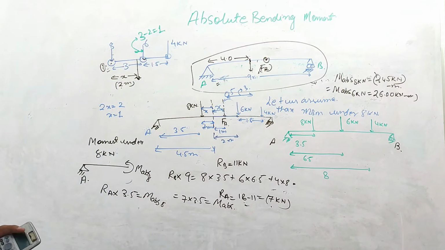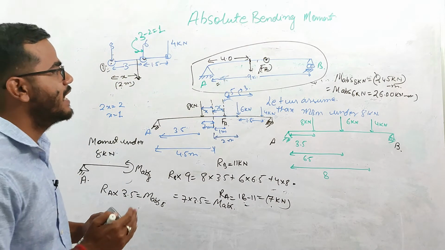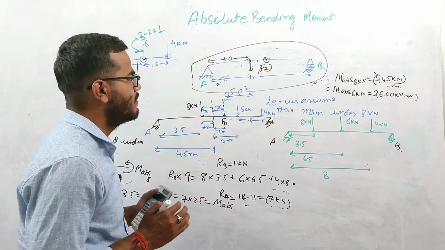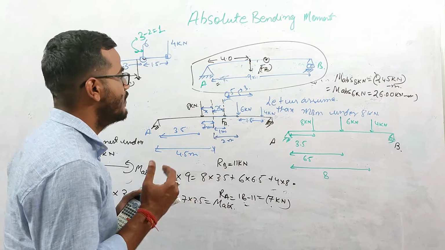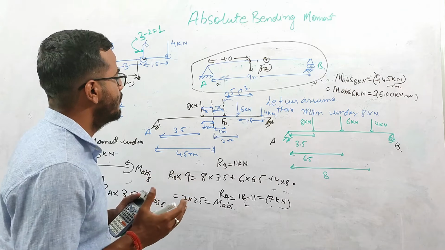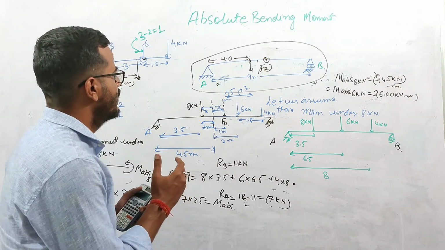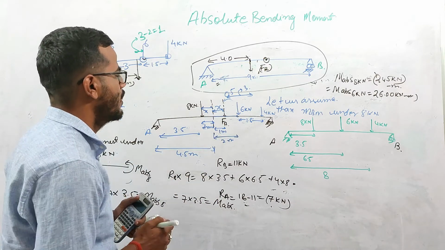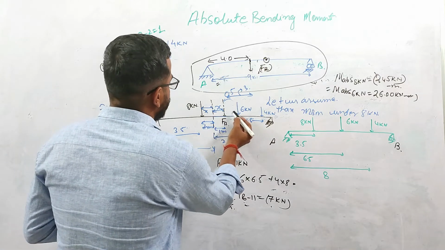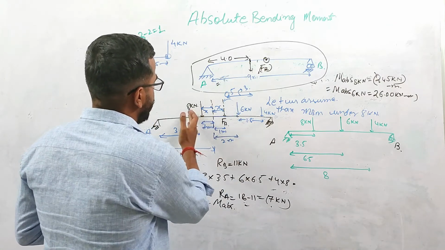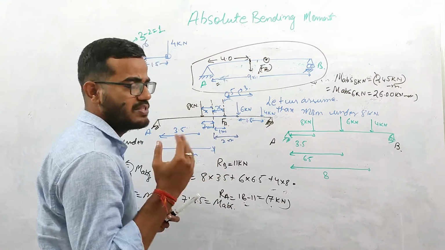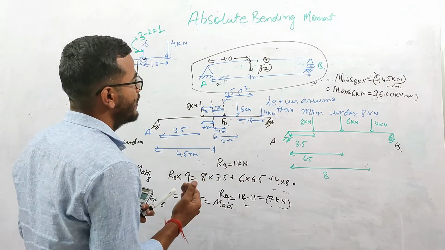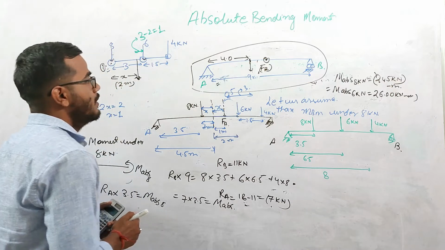Now, as you can see, the maximum bending moment is coming under the 6 kilonewton load. In previous lectures we have seen that the maximum bending moment comes under the heavier load, but here it is not under the heaviest load, basically it is less than the 8 kilonewton load. But the 6 kilonewton load is not much less than the 8 kilonewton load, and the resultant is also close to the 6 kilonewton load. That's why the maximum bending moment is coming under the 6 kilonewton load.